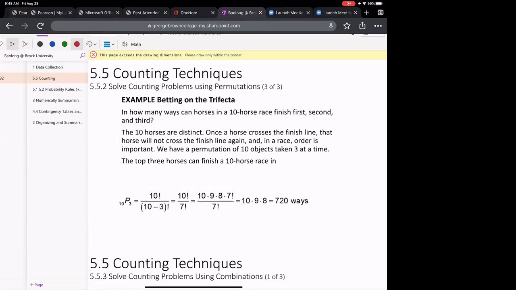So the solution is, this is a permutation problem. We want to choose 3 from 10, so you use permutation. It is 10 factorial divided by 10 minus 3 factorial. And you do a little calculation and get the final result, 720 ways. So the final answer is there are 720 ways a horse in a 10-horse race can finish first, second, and third.